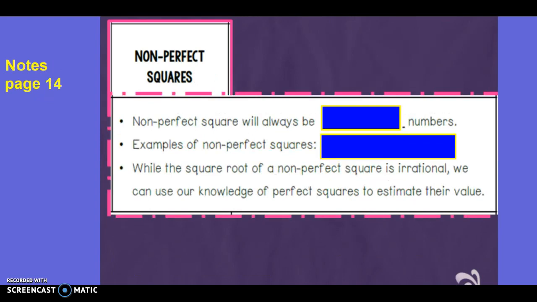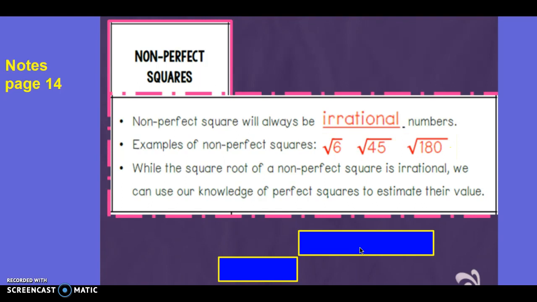Today we're going to look at non-perfect squares. Following along in your notes on page 14, non-perfect squares will always be irrational numbers, which means you cannot write them as a fraction. If you put a non-perfect square into your calculator, it would be a decimal that is non-terminating and non-repeating. They would continue forever and ever. We could never write those numbers as fractions, so we say they are irrational.